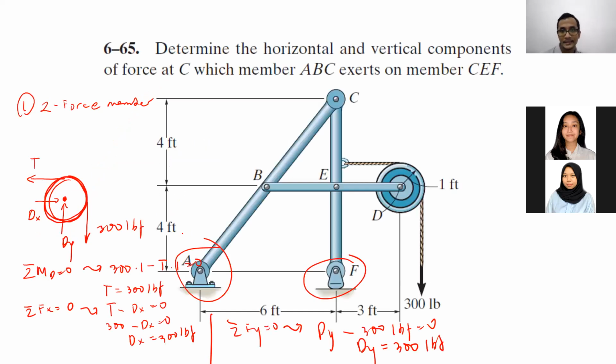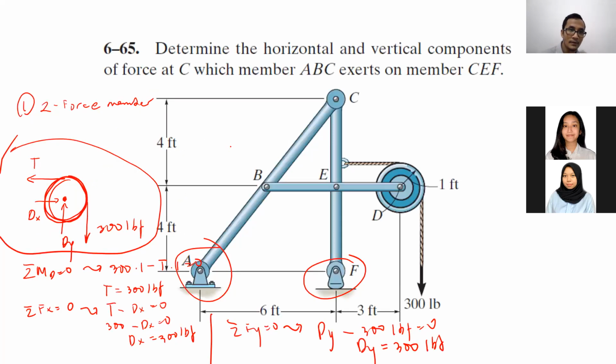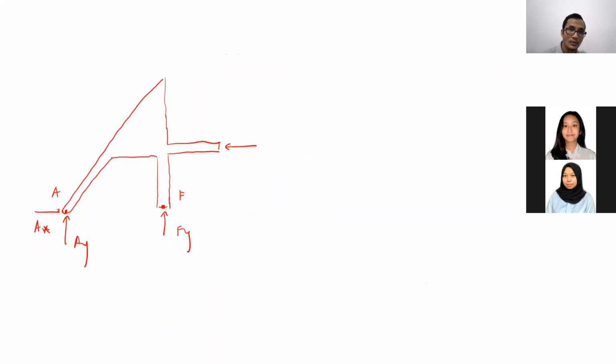Now take a look at D. Remember, we already solved for this. So at D there, what forces do we have there? We have the Dy and Dx, to the left and up there in the pulley. But here, it's supposed to be action and reaction, right? So Dx is supposed to be going to the left and Dy is supposed to be going down like this. Dy and Dx, we know the value, so we have to put it there.